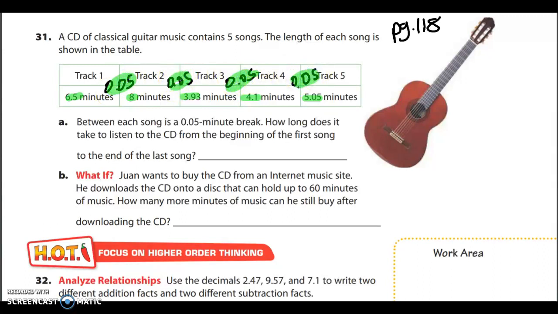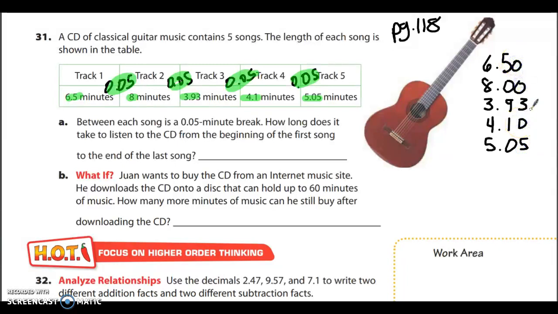And what's the fastest way to do that? Well, it's probably just over here in the white space, just line it up. We're going to have 6 and 5/10. We're going to have 8, which is a whole number. If you want to make that a whole number, you can just do that. 3 and 93 hundredths. 4 and 1/10. And 5 and 5 hundredths. To make these all the same length, I can annex zeros here.